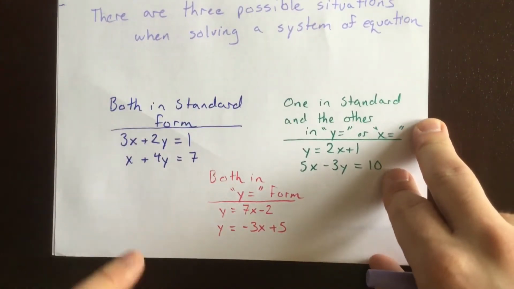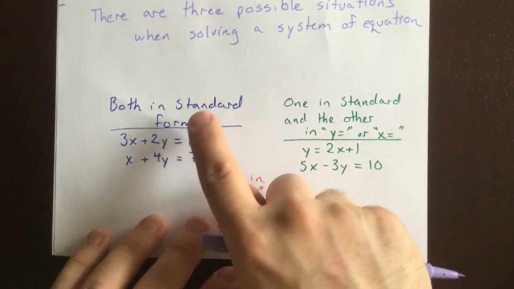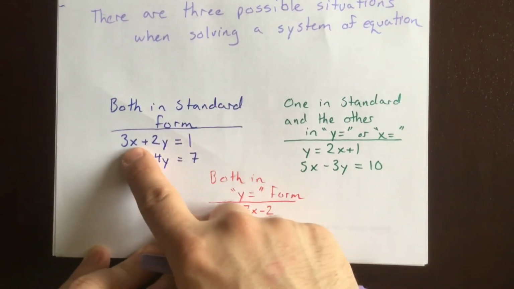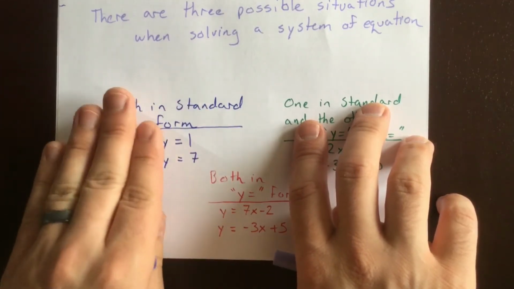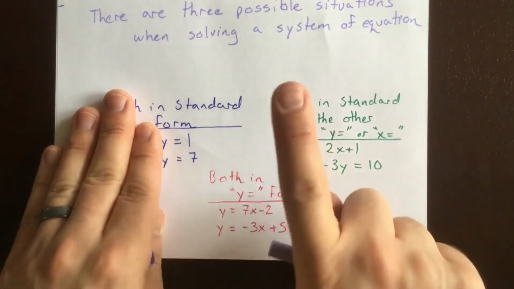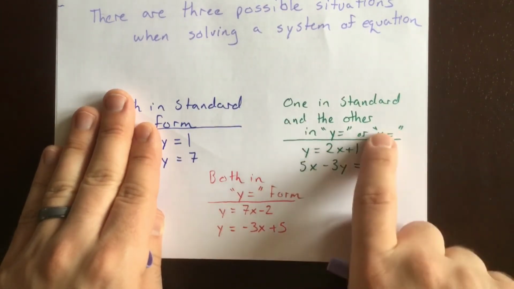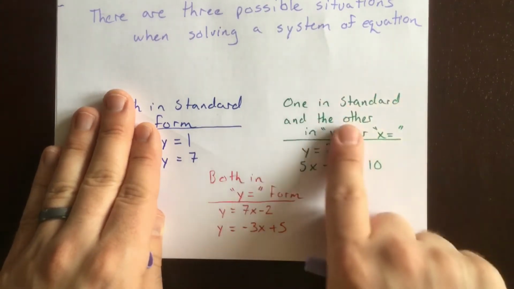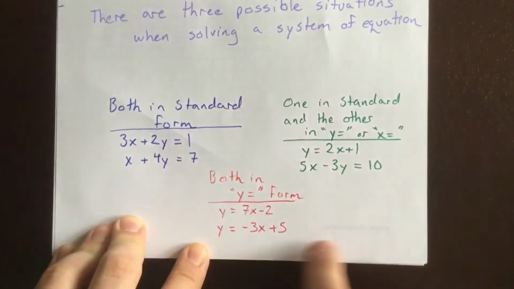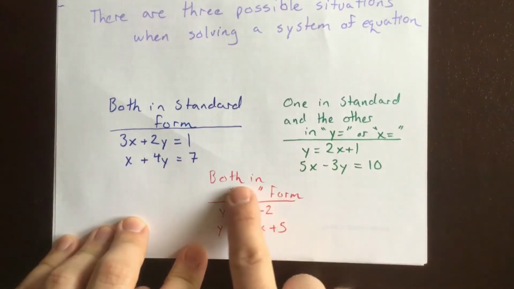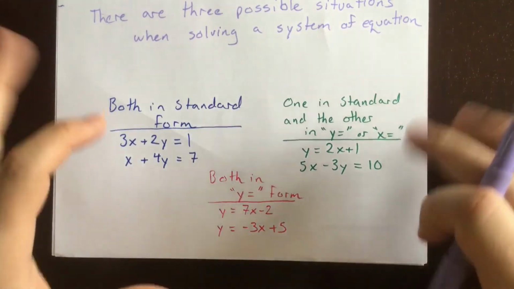So our three possibilities are, first, standard form, where both of them are in standard form. Recall standard form is when both our x and y are on the same side, whether left or right. The other situation is when one equation is in standard form, and the other is either y equals or x equals. That will require a completely different process to solve than the first situation. And then we have when both equations are in y equals form. So I have examples here.